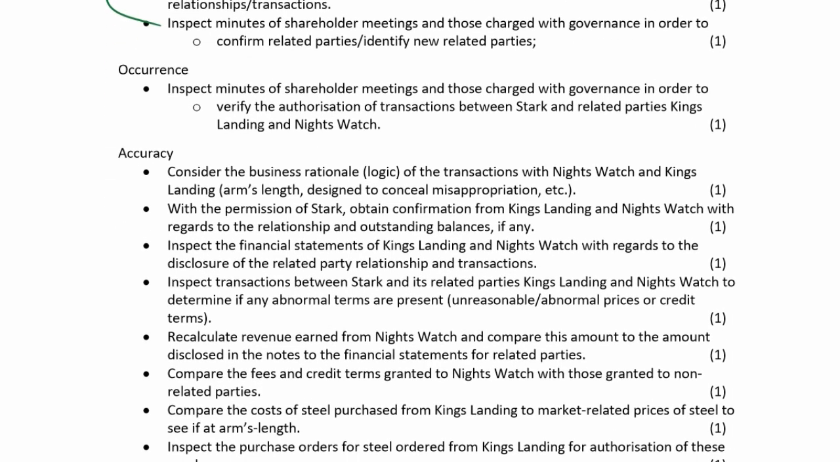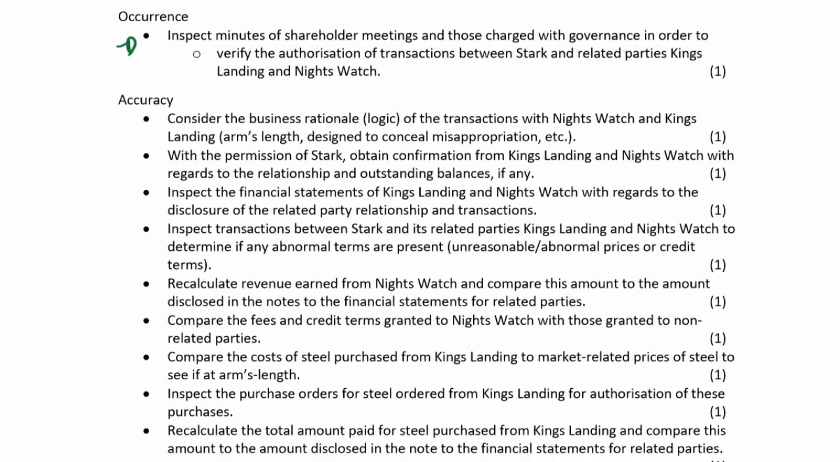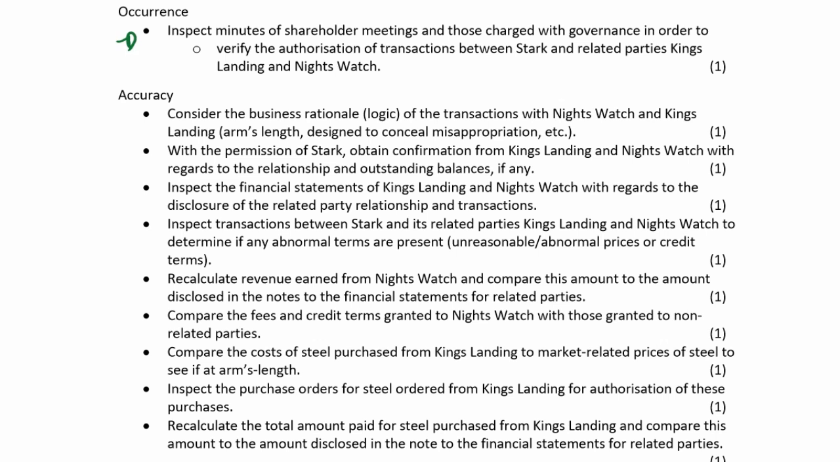For occurrence, checking the authorization, and then for accuracy, the procedures to test. So here's some specific: recalculate, compare the costs to market related, compare the selling price or credit terms to market related, so we can make sure that they are at arm's length. Okay, and then confirming with the different related parties and making sure that they make logical sense.